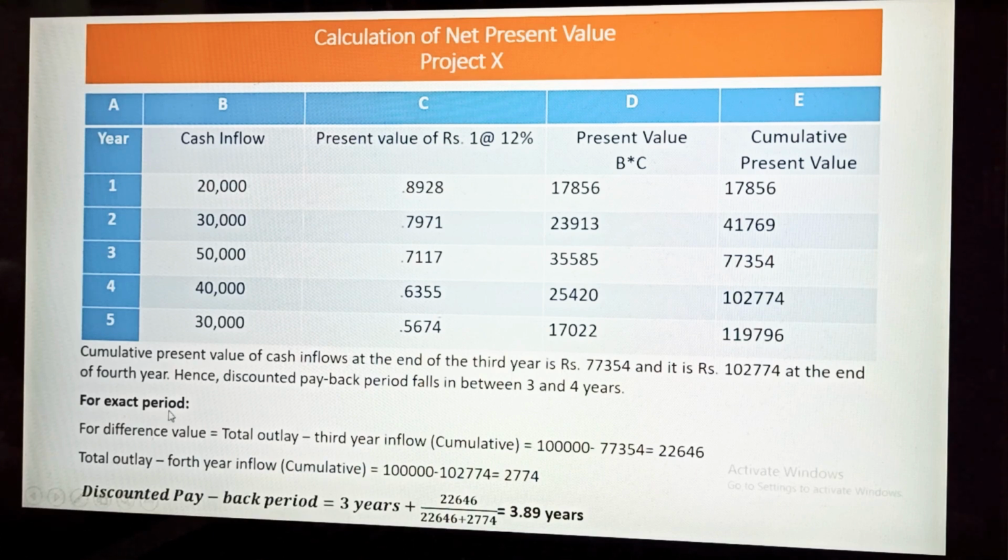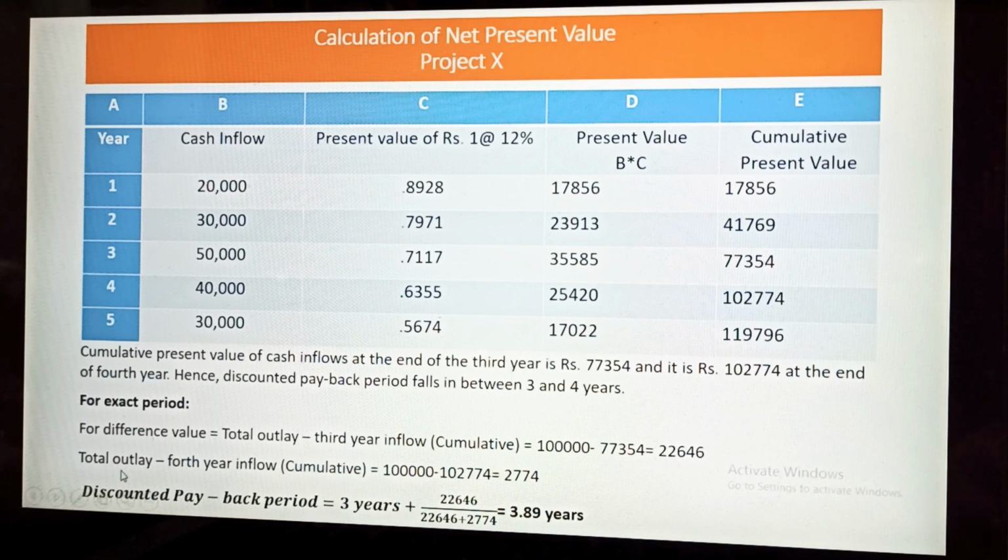So see, for the exact figure, what to do. For the exact figure you have to find out the differences. This is the formula that I have given here. Let's see. The difference value is equal to total outlay minus third year cumulative inflow. So total outlay is equal to 1 lakh rupees, it is given in the question, and your cumulative value in the third year is 77,354. So there is a difference of 22,646.